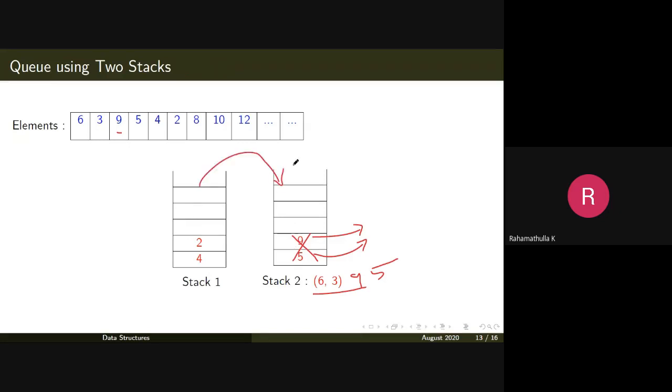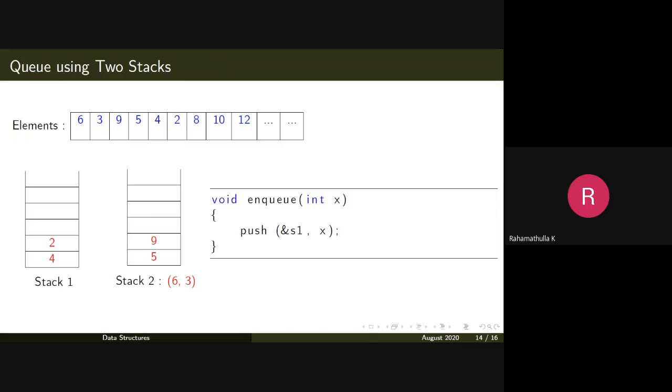So the idea is that the insert operation will happen like this: push the element onto stack 1. The delete operation of the queue will happen like this: if there is an element in stack 2, you pop. If stack 2 is empty, then copy the entire contents onto stack 2 and pop the element. If you copy the elements onto stack 2, then 4 will come here, 2 will come here, and you delete out 4. That's how. I'll just show you the program code for implementing it.